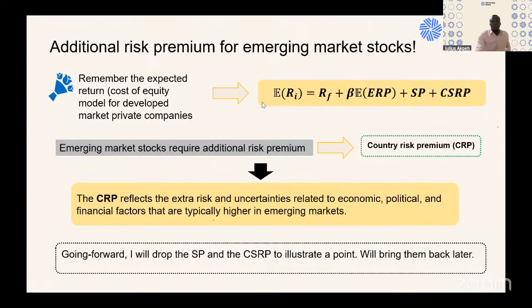Now, this country risk premium reflects the extra risk and uncertainty related to economic, political, and financial factors that are typically higher in emerging markets. Now, I'm going to do something simple. Going forward, when I use this model, I want to drop the SP, that's the size premium, and the CSRP, which is the company-specific risk premium. I'm dropping them from the model. They are still relevant, and they are going to be there at the end of the day. But I'm dropping them so I don't have a long model. I don't want the formula to be too long and confusing.